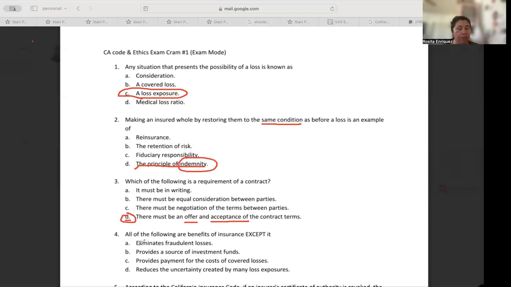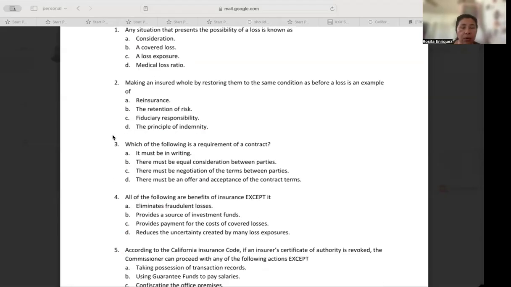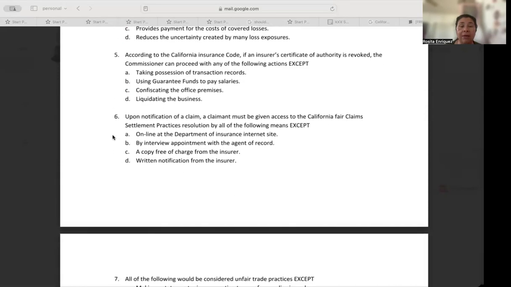Number four. All of the following are benefits of insurance except, that's right, it's A, eliminates fraudulent losses. All of the other ones are benefits of insurance except A, eliminates fraudulent losses. Okay, let's clear these drawings. And now we go to number five.